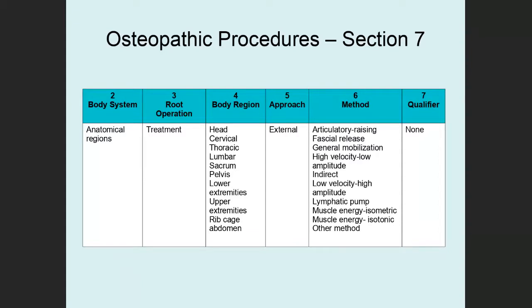So the next section is osteopathic, which begins with a first character 7. The body system is always anatomical regions. The root operation is always treatment. The approach is always external, and the qualifier is always none. So the only ones you have to really worry about are 4 and 6.